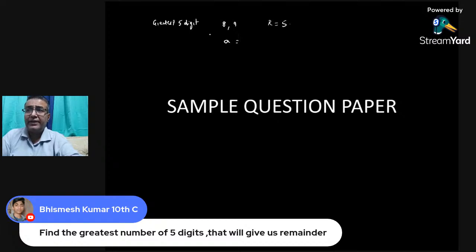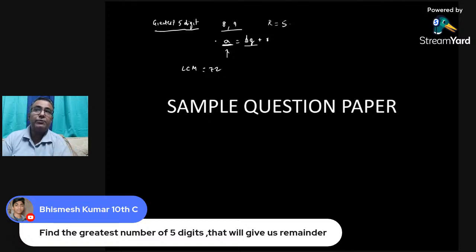We have A is equal to B times Q plus R, which means that whenever we multiply a divisor by the quotient and add the remainder to that, we are going to get the number. So here we are going to find A, the greatest 5-digit number. B, the divisor, is obviously the LCM of 8 and 9, and since both are co-prime, the LCM is the product of these two, which is 72, times the quotient. We have to find the quotient also, and the remainder should be equal to 5.